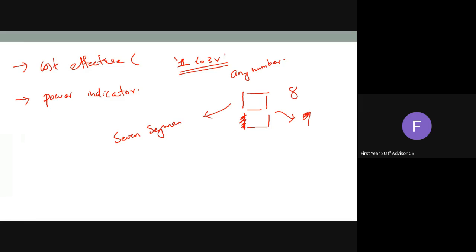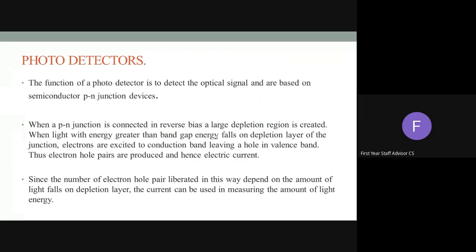Okay, so we discussed how light is emitted from a light emitting diode. It is just a simple PN junction diode which is forward biased, and how light is emitted, and what the advantages and major uses of this LED are. Now we are moving to our next topic, photodetectors.